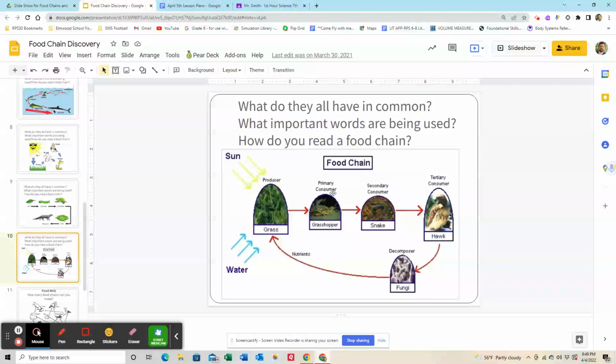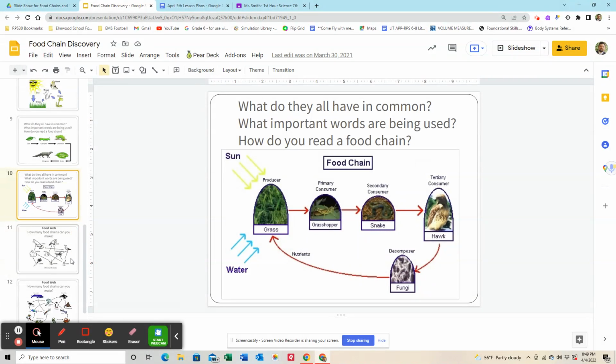Grasshopper gets 10%. Grasshoppers consume. Snake gets, again, 1% of the original. Snake gets consumed. Hawk gets 0.1% of that. So remember that the energy is losing.